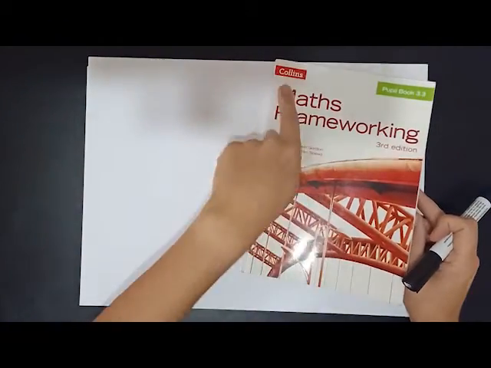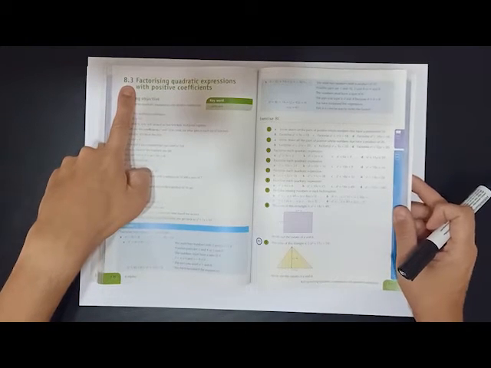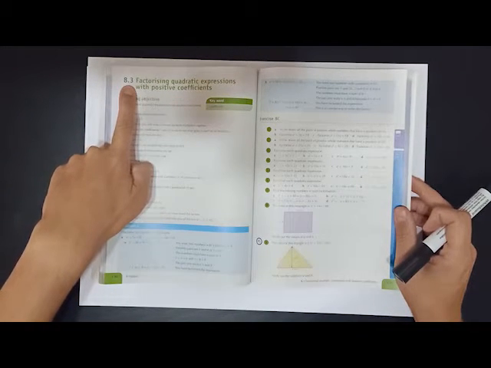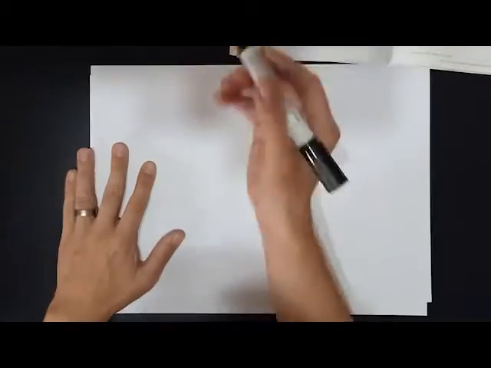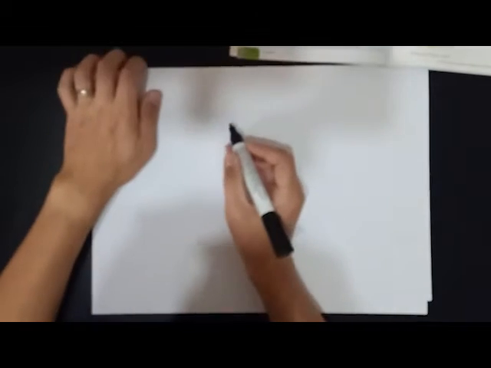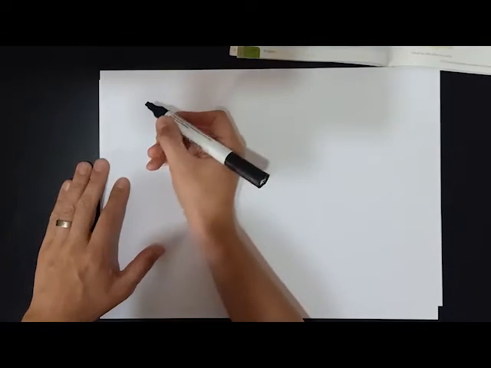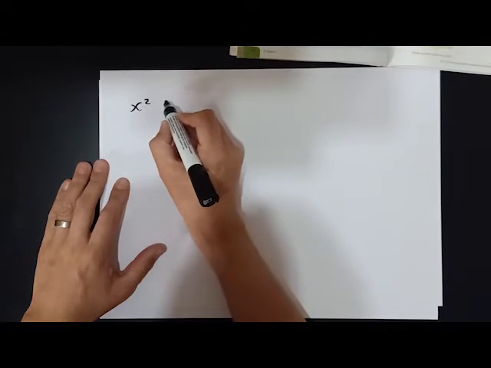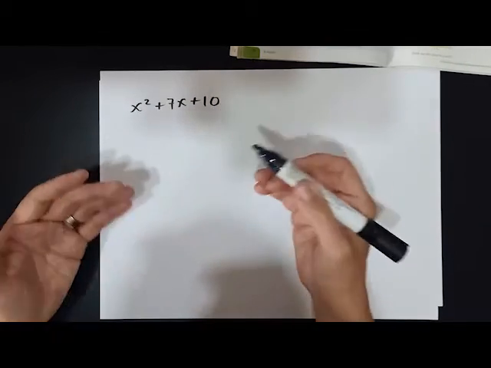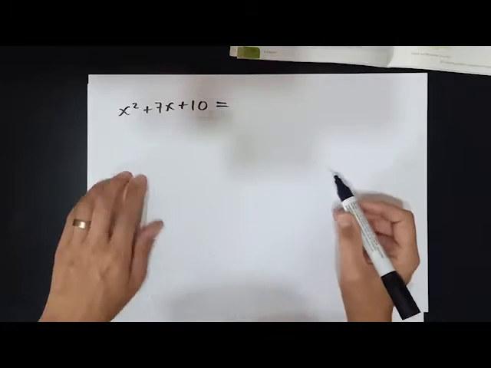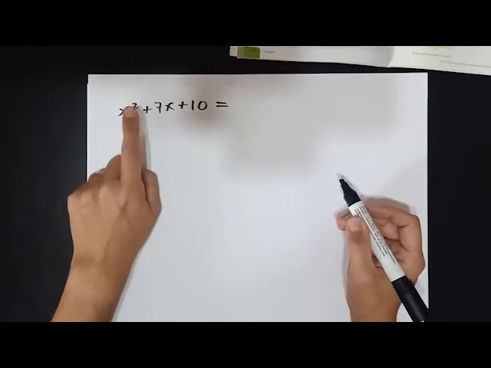Maths Frameworking, Collins Maths Frameworking 3.3, chapter 8.3, Factorising quadratic expressions with positive coefficients. What does all that mean? Let's write out a quadratic expression: x squared plus 7x plus 10. It sounds complicated, but the quadratic expression just means the x squared thing.